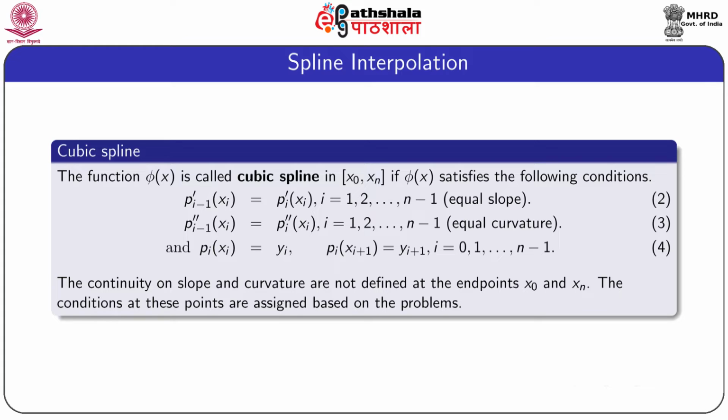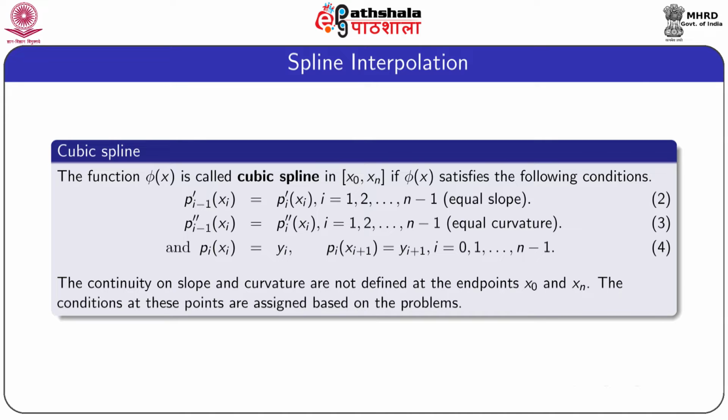The second condition is that the second derivative of the polynomial p_{i-1} and the second derivative of the polynomial p_i at the point x equal to x_i are also equal, and this is true for i equal to 1 to n minus 1. This condition is called the equal curvature condition, because if the second derivatives are equal, then obviously the curvature must be equal at that particular point.